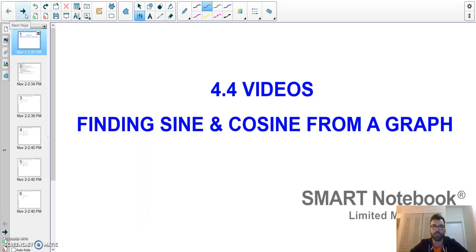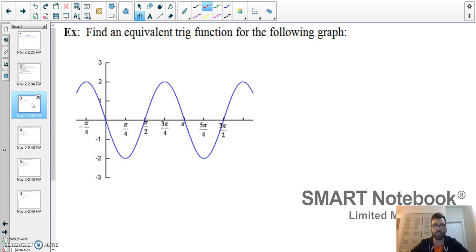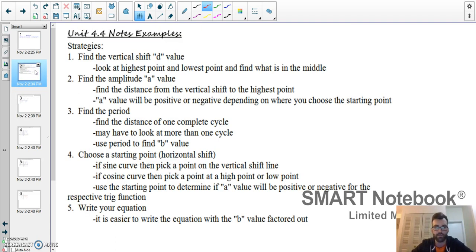Alright, so today we're going to be finding sine and cosine based on a graph. Based on a graph like this one, we're going to develop the actual function, write the equation ourselves. So, a couple of strategies when writing equations like this.